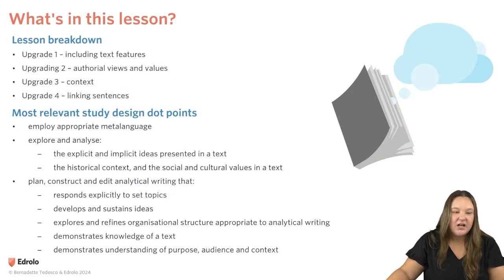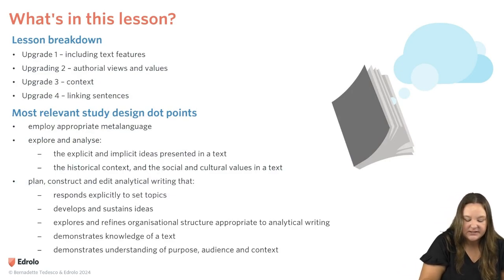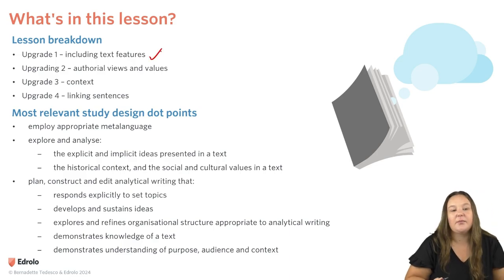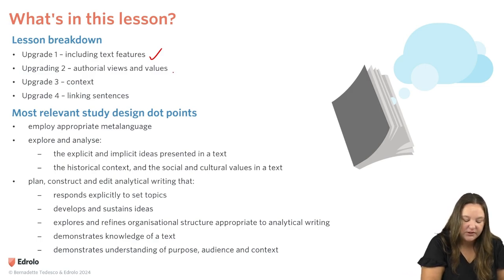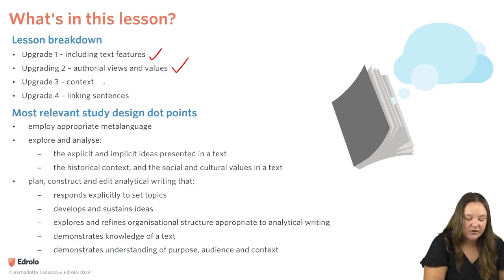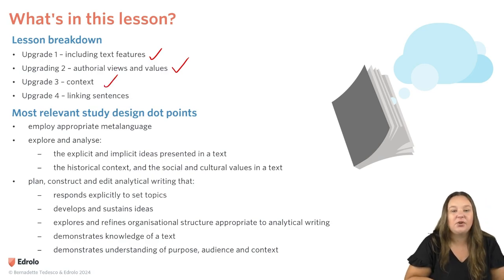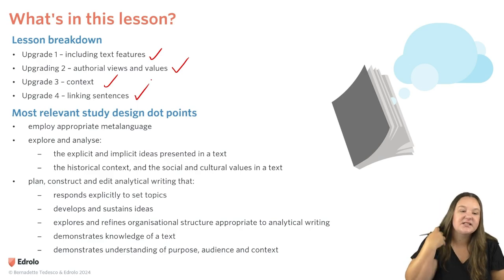In this lesson, I'm going to be talking about upgrading text features so that they are included in your body paragraph. I'm also going to be talking about how to upgrade your body paragraph by including authorial views and values. I'm going to talk a bit about how to add in context to give your body paragraph that VIP feel, and also how to upgrade those linking sentences.